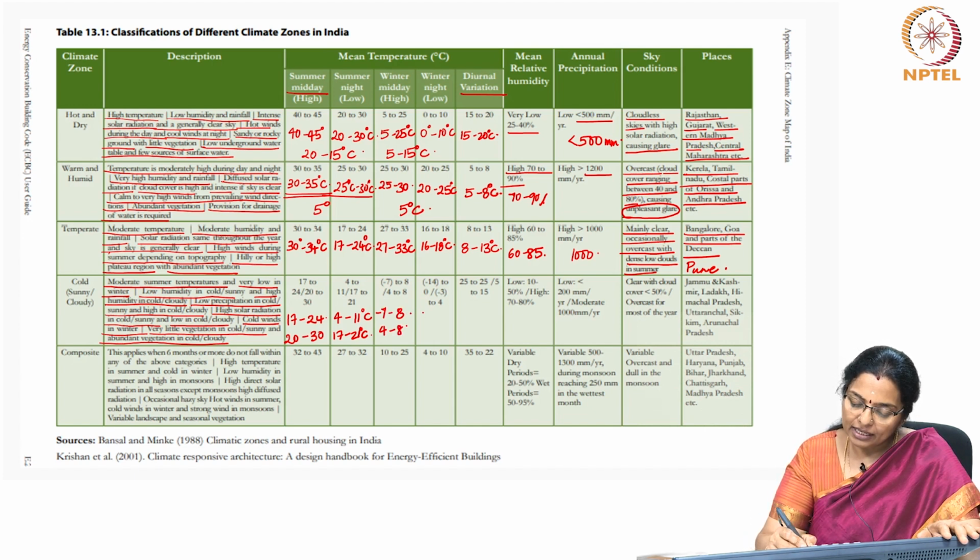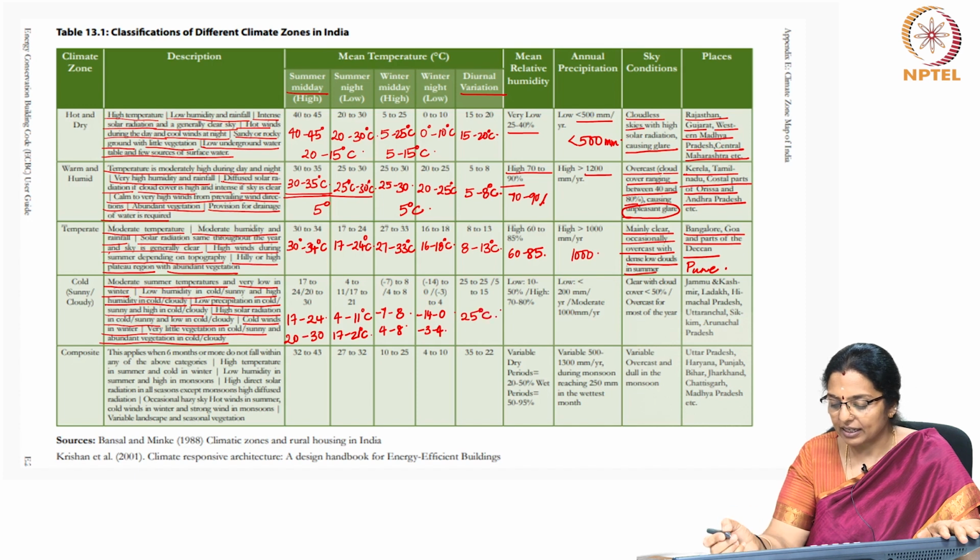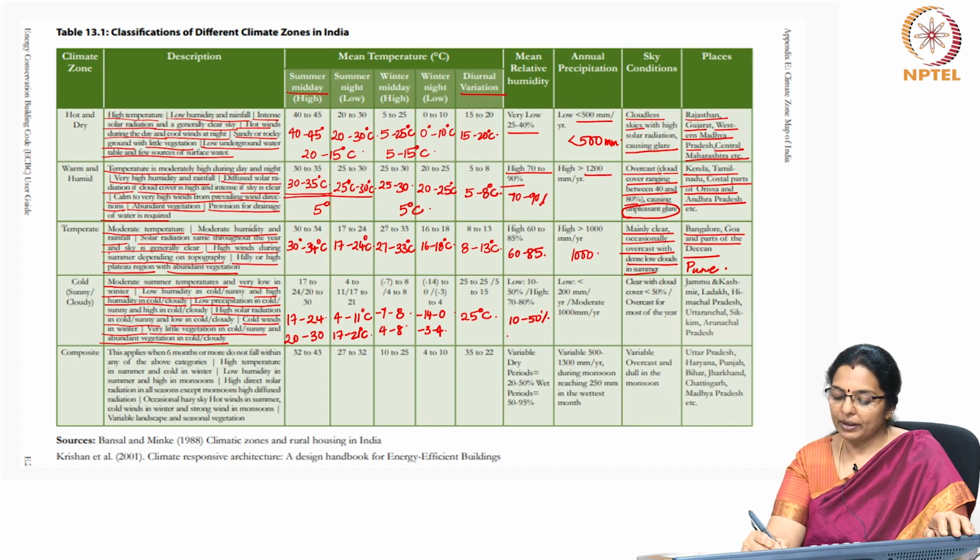In cold and sunny, winter night ranges between -14 to 0 and between -3 to 4 in cold and cloudy. Diurnal variations are very high, about 25 degrees centigrade. Mean relative humidity is low, between 10 to 50%, and high. When it is high, it can be 70 to 80 in cold and cloudy. In cold and sunny, it is very less.